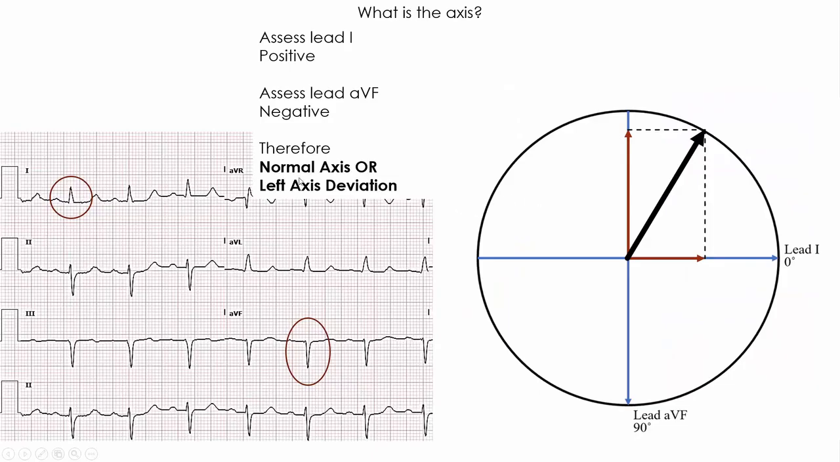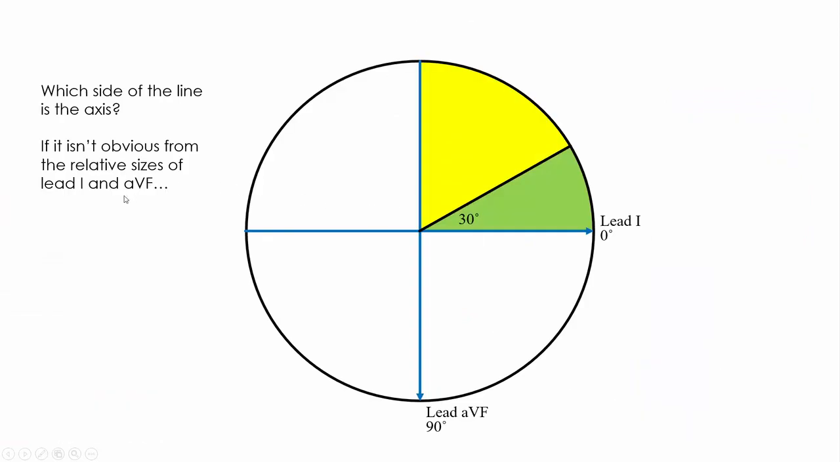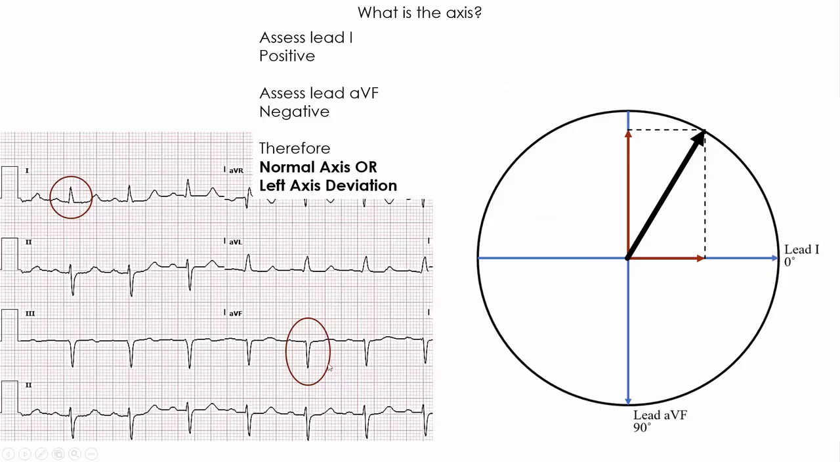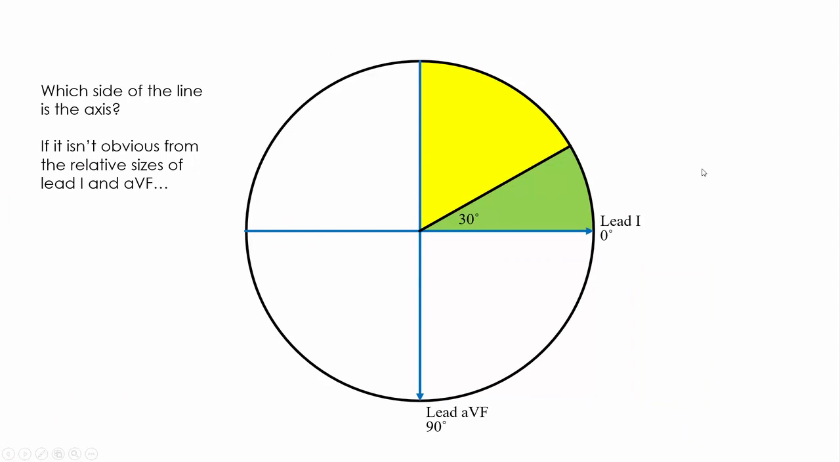Alright, so you're not sure, is it a normal axis or is it a left axis deviation? Well, if it isn't obvious from the size of lead 1 compared to the size of AVF, I would argue in this case AVF is bigger than lead 1, so we know we're up here. We know this one's a left axis. But if it wasn't obvious, look at lead 2. Lead 2 is exactly 90 degrees to this line, okay?